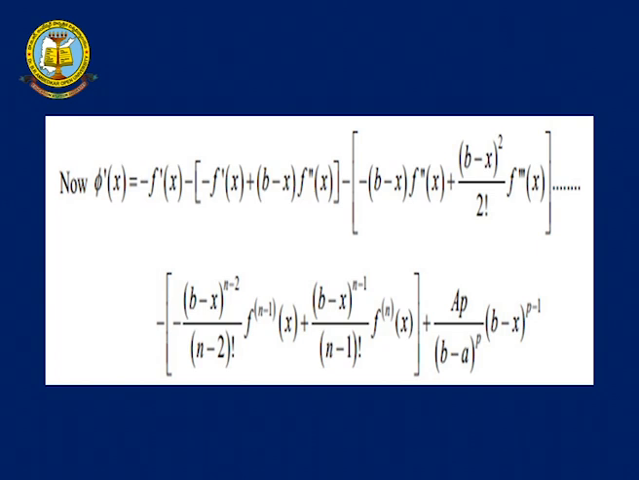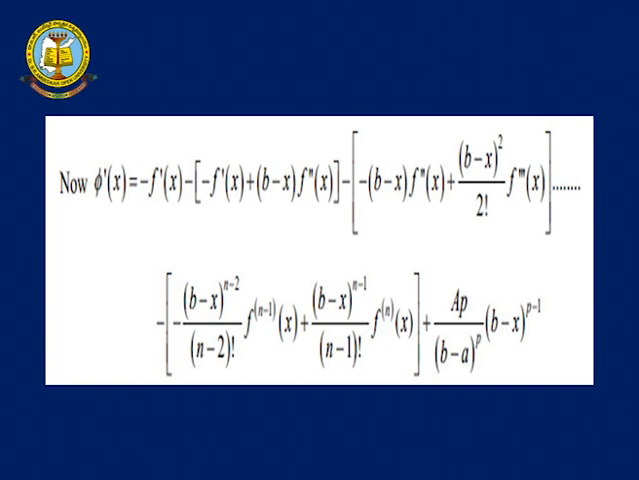So, in the same way we are using this and we are getting pi dash of x equal to minus f dash of x, and minus of minus f dash of x plus b minus x into f double dash of x, and minus of b minus x into f double dash of x plus b minus x whole square by 2 factorial into f triple dash of x, and so on, and minus b minus x whole power of n minus 2 by n minus 2 factorial into f power of n minus 1 plus b minus x whole power of n minus 1 by n minus 1 factorial into f power of n. And here one more term is there: minus a into b minus x by b minus a whole power of p, whose derivative we take.